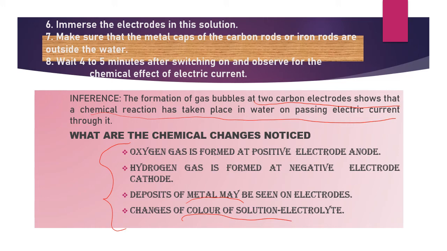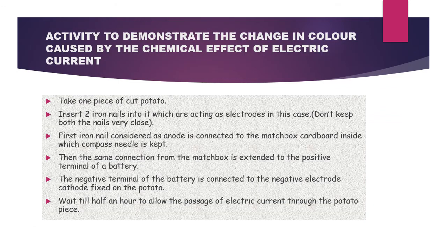What is present in the electrolyte gives it a particular color, but once the chemical reaction happens through electrolysis, what happens? Different components and different types of ions are formed, which give a different color to the solution. Different chemical changes are happening during this electrolysis process. So you can remember these four things about the chemical changes noticed during this reaction. We move to the next slide.